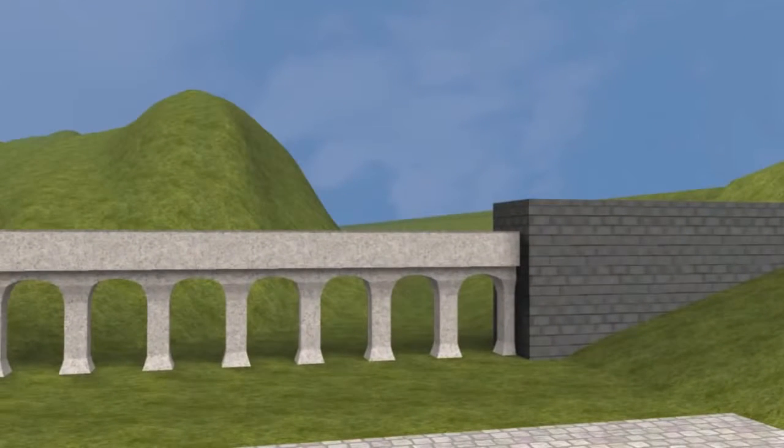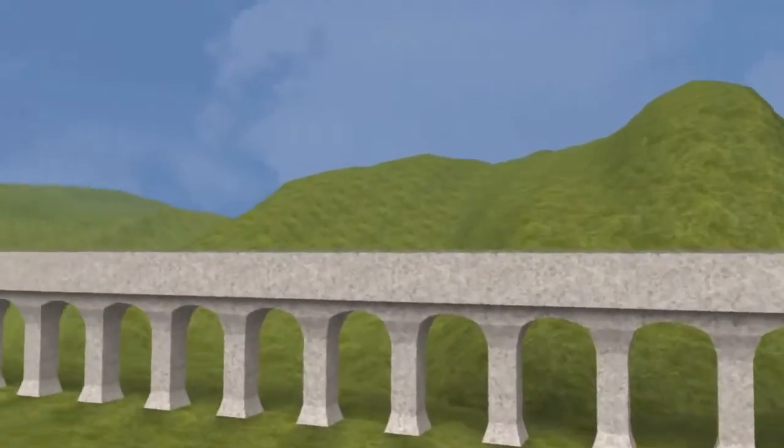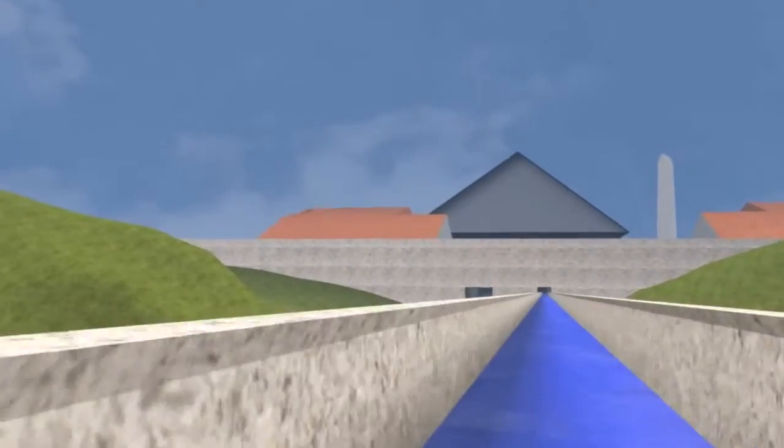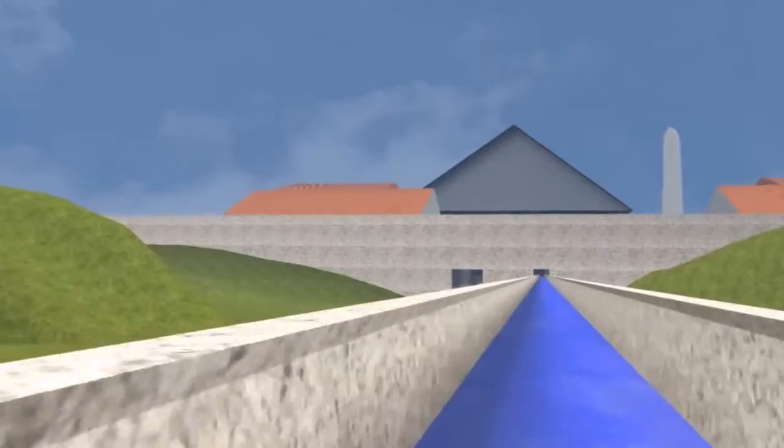However, Roman engineers would also use inverted siphons dug into low areas to pressurize the water, pushing it through a low area without the need of a bridge.